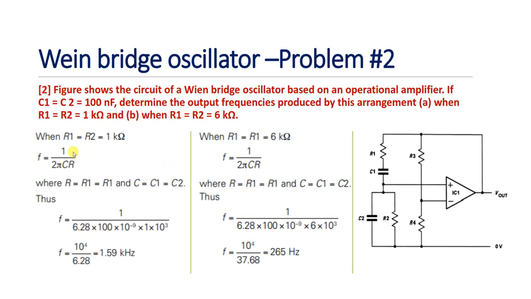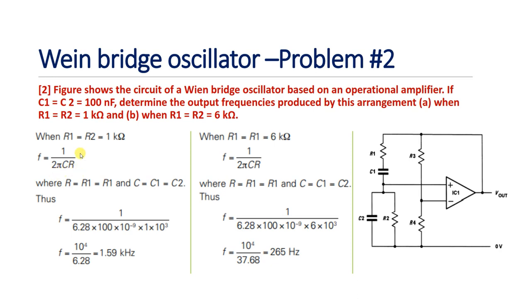For the Wien bridge oscillator, the formula is 1 over 2 pi root of C1 C2 R1 R2. Under the root, C1 into C2 into R1 into R2. Since C1 and C2 are the same, the root of C square is C only, and since R1 and R2 are the same, the root of R square is R only. So the root of C square into R square is CR only. So the root part will go if both are the same. So the formula is reduced to 1 over 2 pi RC. Otherwise, 1 over 2 pi root of R1 C1 R2 C2. Okay, now take the calculator and find out.